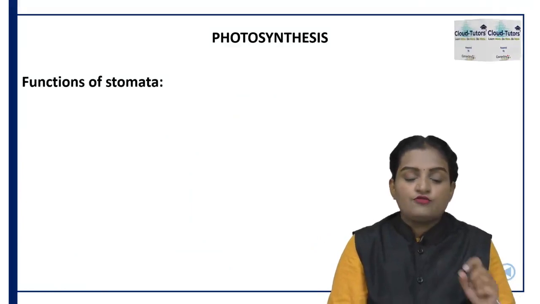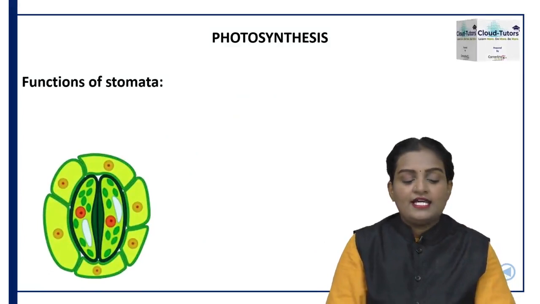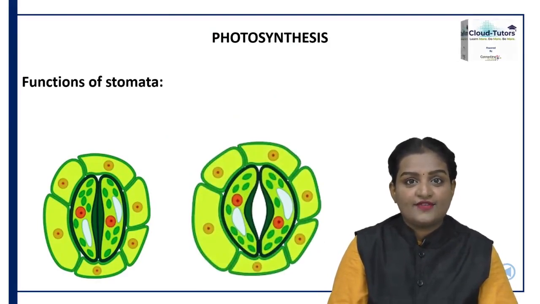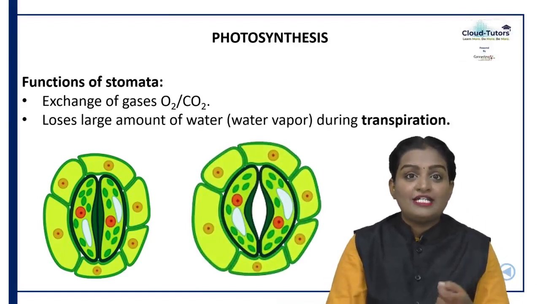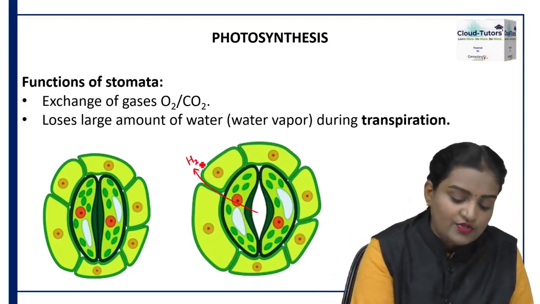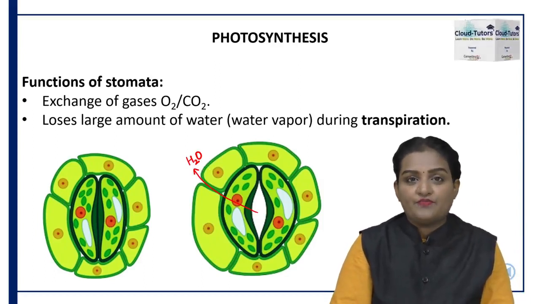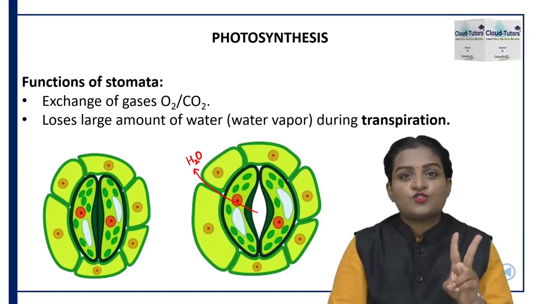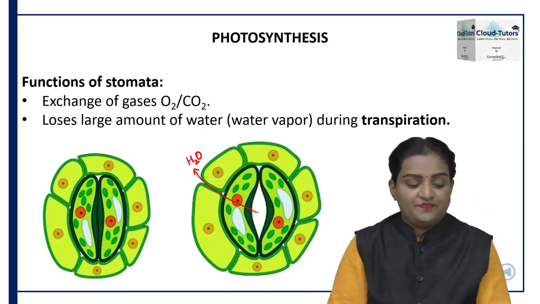Now if we go to the functions of stomata, it has two main functions. One is the stomatal opening and closing will facilitate gaseous exchange. Second one is it is also helping the plant body to cool down, because there is transpiration which occurs during daytime, which is basically loss of water in the form of water vapor. This helps the plant body to cool down. So stomata has two functions. One is gaseous exchange. Second one is transpiration.